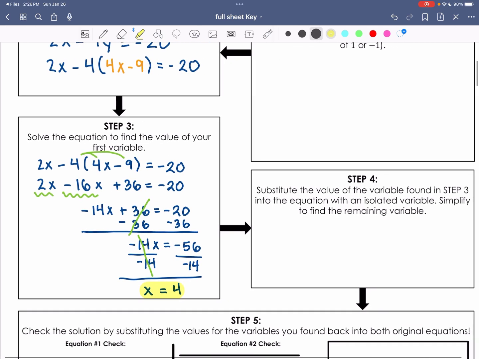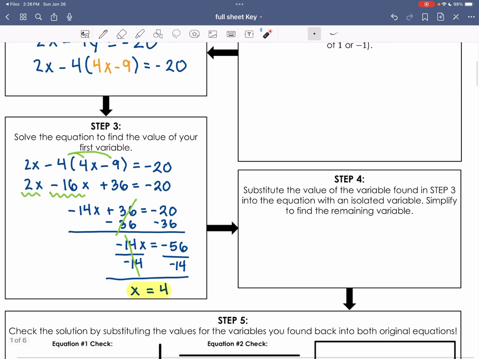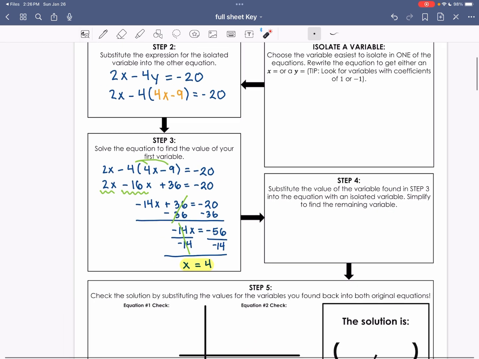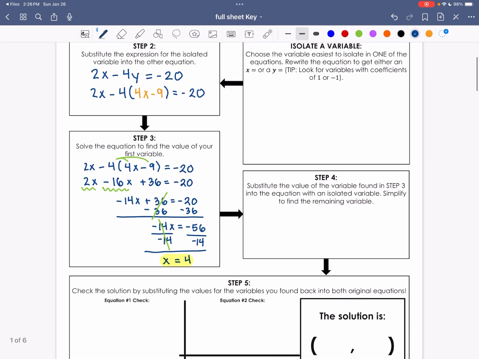All right, so we have solved for one of our 2 variables at this point. Moving forward, we are following our arrow over to step 4 that says substitute the value of the variable found in step 3, so that is that x equals 4, into the equation with an isolated variable, and then simplify to find the value of that remaining variable. All right, well, we are supposed to go back and reuse this isolated expression equation. So y equals 4x minus 9.